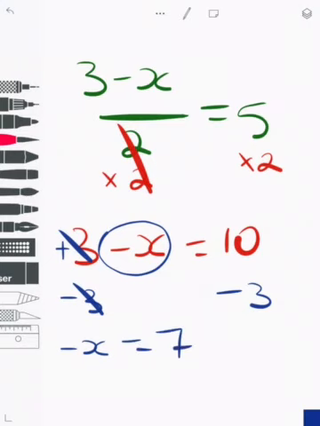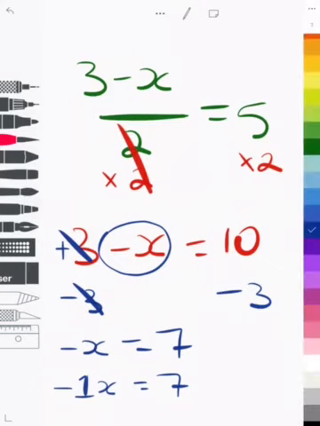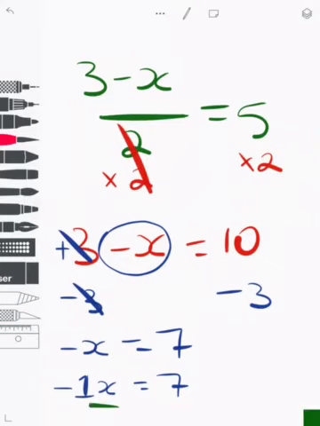Now when you have a minus x, that's the same as minus 1x equals 7. We can write the minus x as minus 1x. So in order to get rid of the minus 1 times x, all I have to do is divide both sides by minus 1. That cancels that out. I'm left with x equals, when I do 7 divided by minus 1, that becomes minus 7.